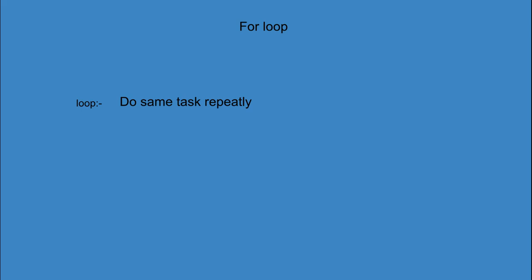Okay. If you ever go jogging in a park, what do you do? You do a loop. First round, second round, third round. Okay, this is a loop. I hope you understand what a loop is. Let's take another example.